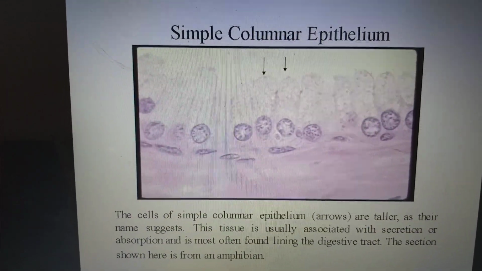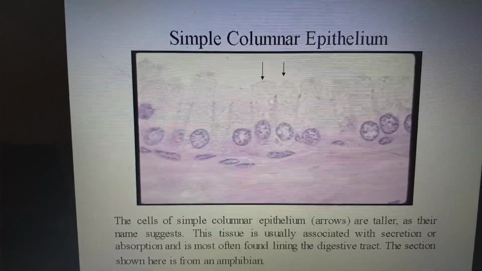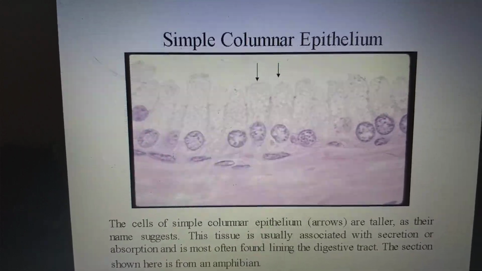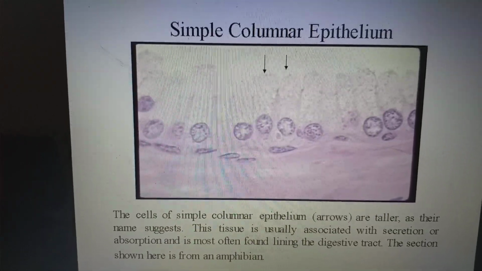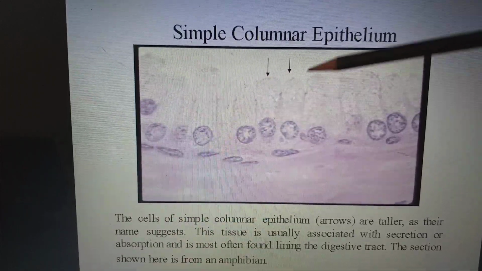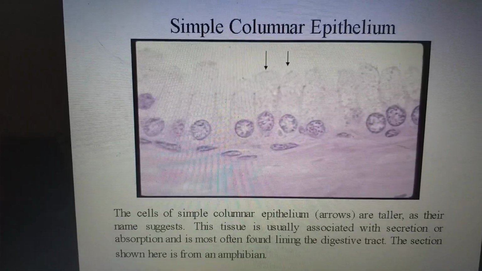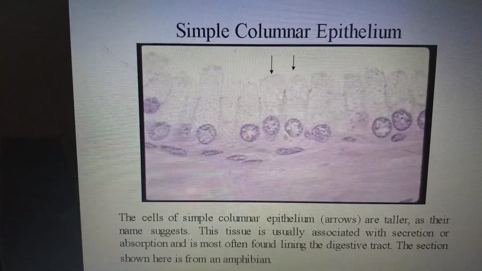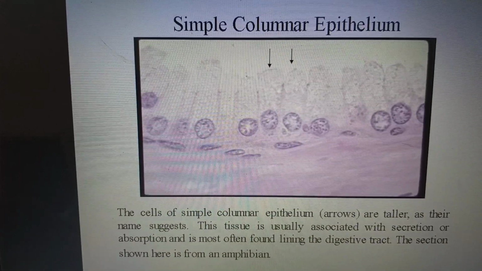Coming to the first type of the epithelium, simple columnar epithelium. Simple means it has only one layer. Columnar, all the cells are columnar in nature, means elongated in nature. Epithelium which covers the surfaces. So the cells of the simple columnar epithelium, these arrows are showing the columnar cells, are taller. As their name suggests, the tissue is usually associated with secretion or absorption and most often found in the linings of the digestive tract, and the section as shown here is from an amphibian.